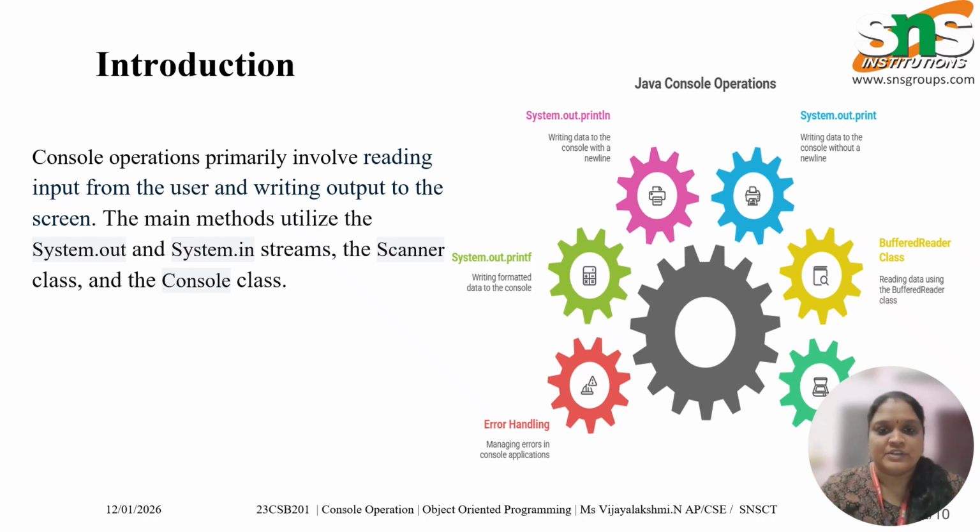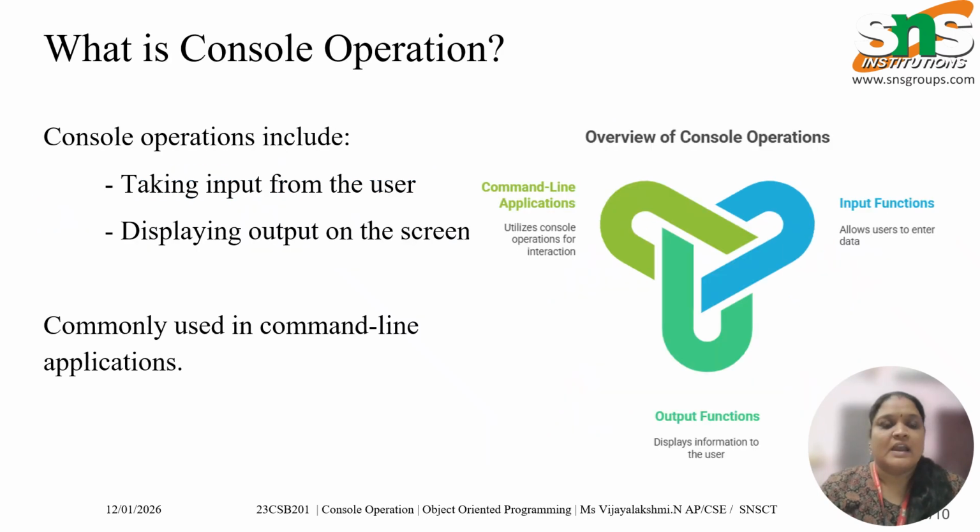So we saw the introduction to console operation. We have Java console operations like system.out.println, and what is the difference between system.out.print and adding ln. And we saw system.out.printf, and we saw the BufferedReader class, and we saw error handling. Console operation is taking input from the user and displaying it on the output screen, which is mainly used in command line applications.